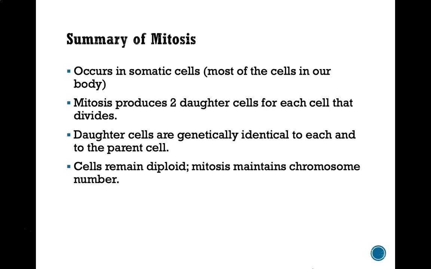Now this is important because mitosis maintains that diploid situation. It keeps one copy each from mom and one copy each from dad. When we get into meiosis, we actually see chromosome numbers reduced and we remove that diploid situation.